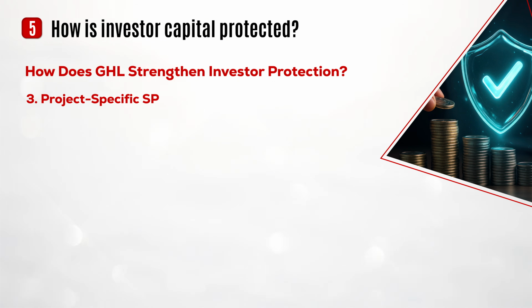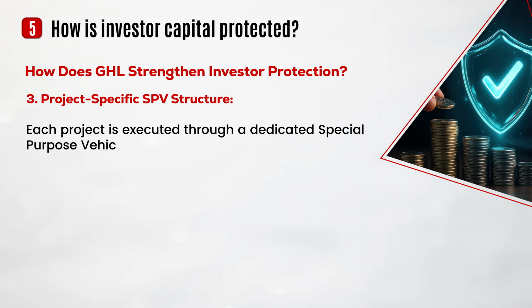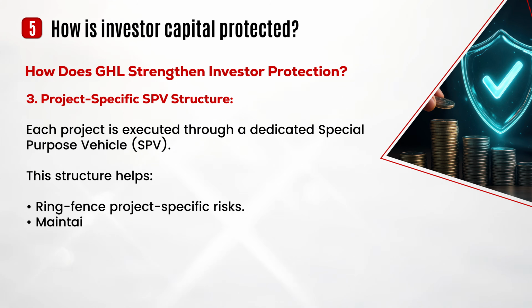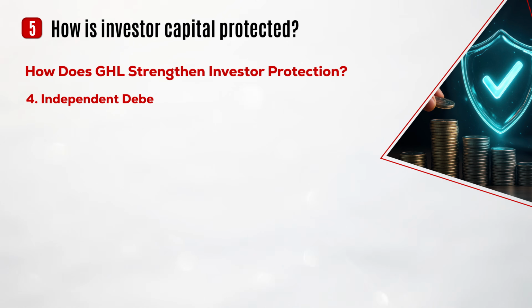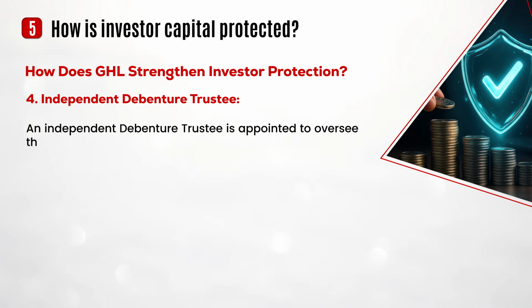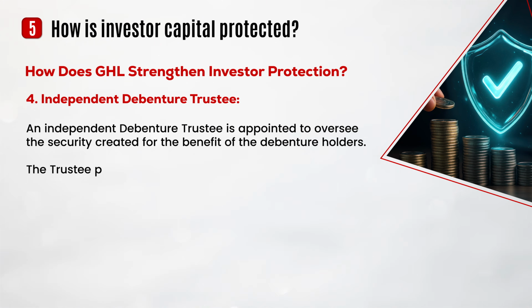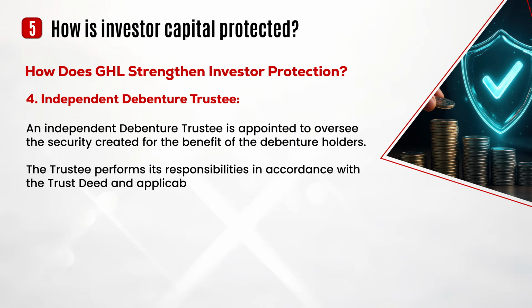3. Project-specific SPV structure. Each project is executed through a dedicated special purpose vehicle, SPV. This structure helps ring-fence project-specific risks, maintain separate financial records, prevent liabilities of one project from affecting another. 4. Independent debenture trustee. An independent debenture trustee is appointed to oversee the security created for the benefit of the debenture holders. The trustee performs its responsibilities in accordance with the trust deed and applicable legal provisions.